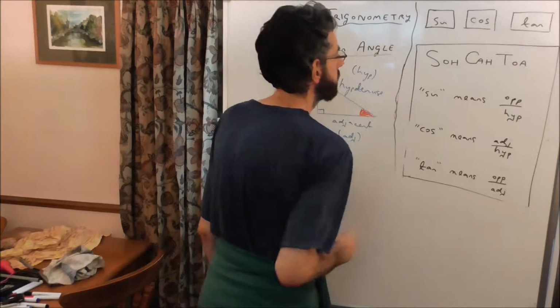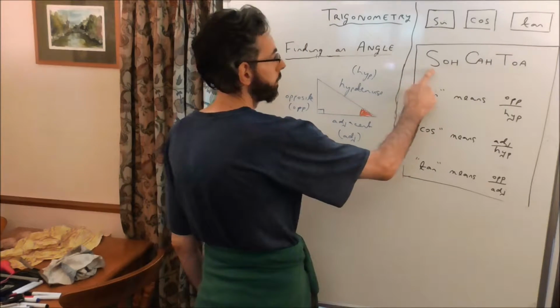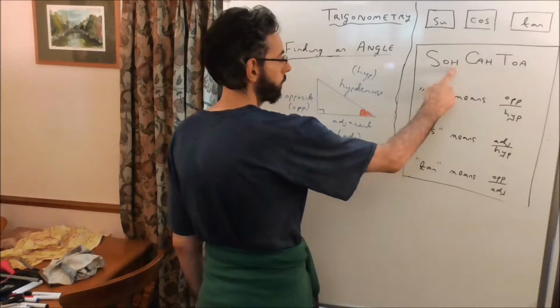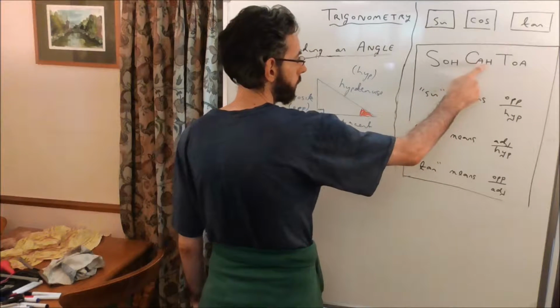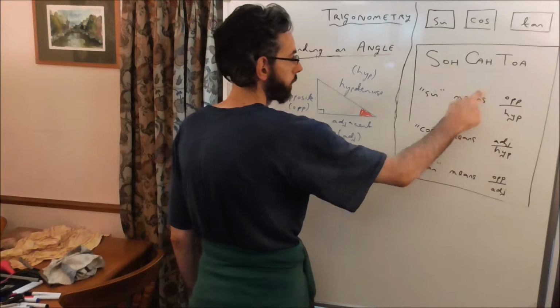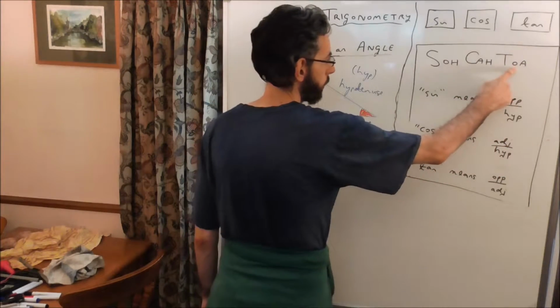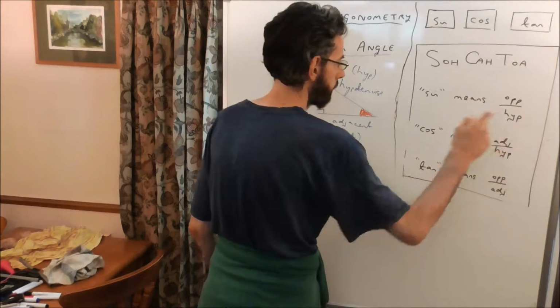This word SOHCAHTOA tells us that sine means opposite divided by hypotenuse, which I've written there. Cos means adjacent divided by hypotenuse, which is there. And tan means opposite divided by adjacent, which is there.